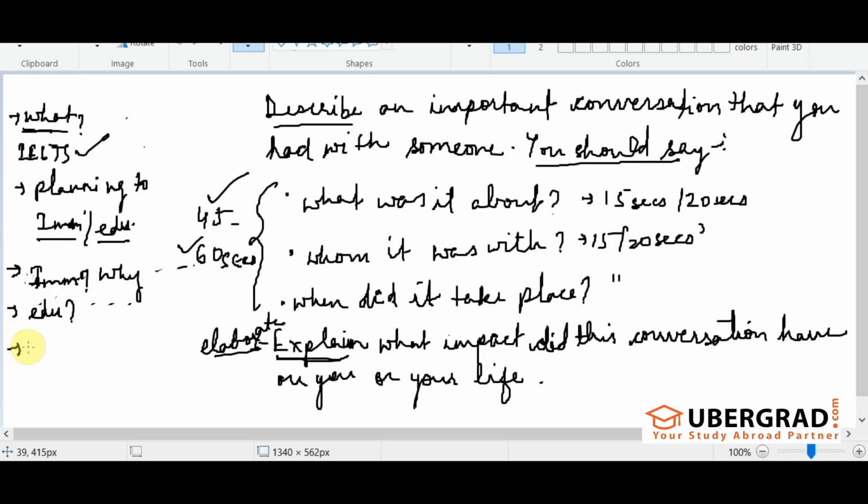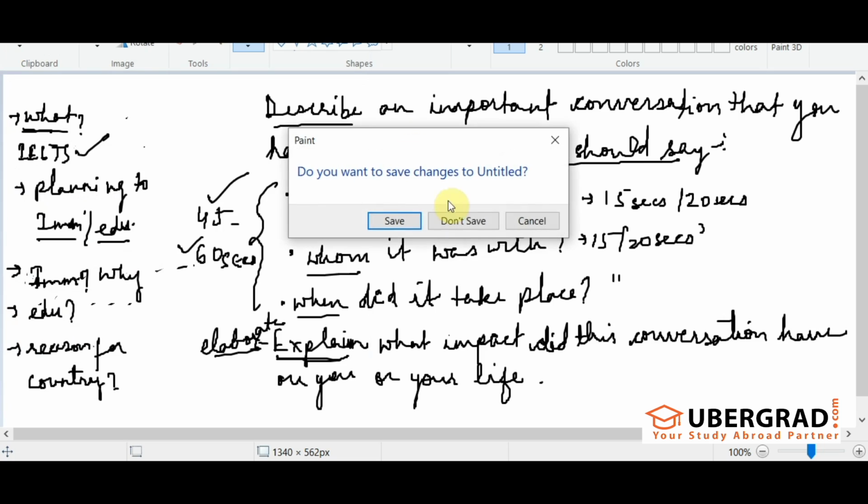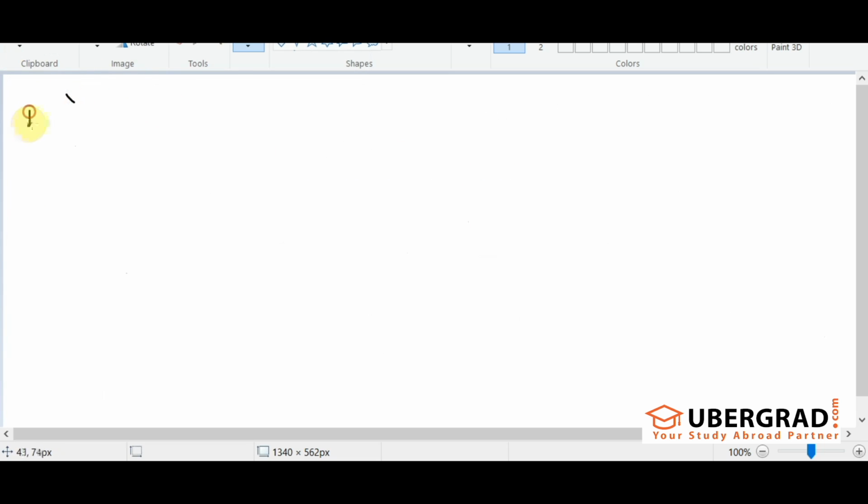Okay, then the reason why this particular country. Why do you want to immigrate, and why do you want to immigrate to only this country? Okay, so reason for country, right? So you can here write some reasons why you are immigrating to a foreign country. Next is whom it was with and when did it take place. Next you will write whom it was with. So let's say your cousin.